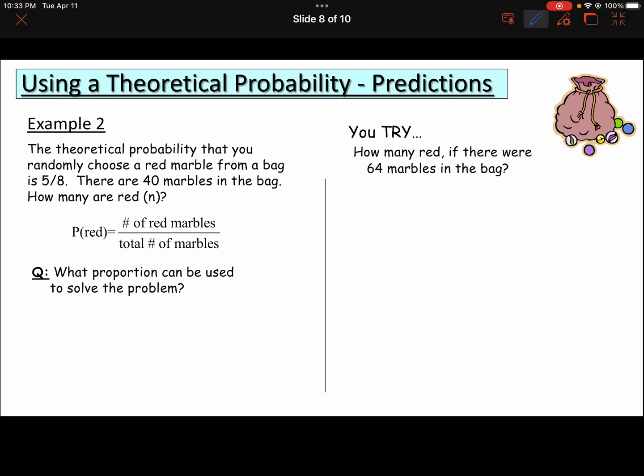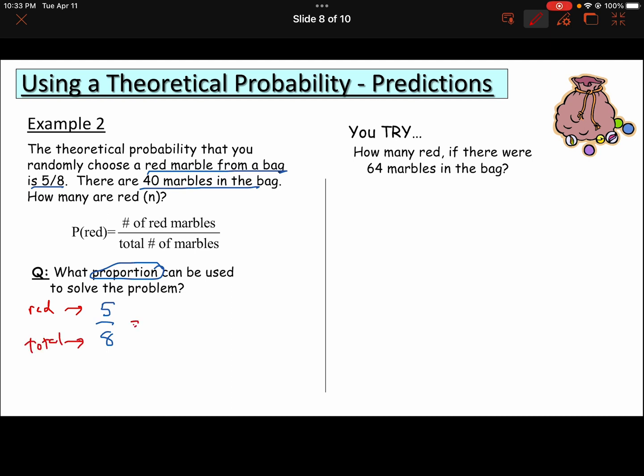All right, so in this problem, it says the theoretical probability that you randomly choose a red marble from the bag is 5 out of 8. If there are 40 marbles in the bag, how many are red? We're going to set up a proportion. So we're going to think of Jimmy Neutron in this case. The probability of getting a red was 5 and 8. What does that mean? Well, that means the 5 represents the number of red, and the 8 represents the total.